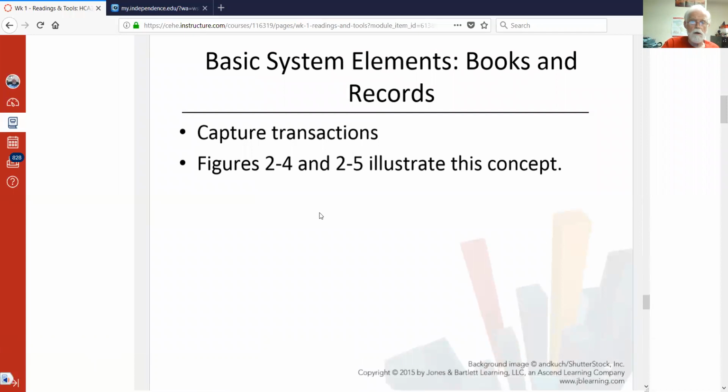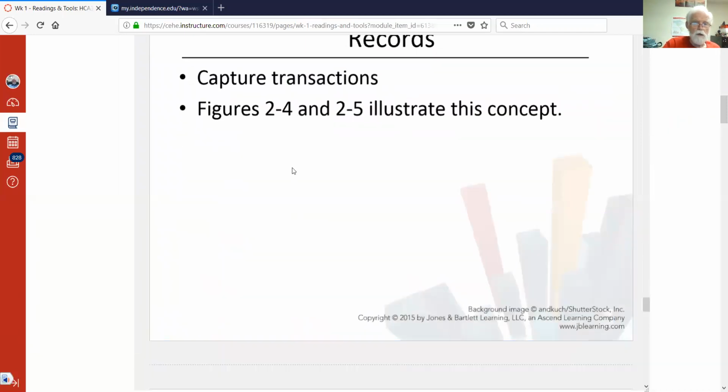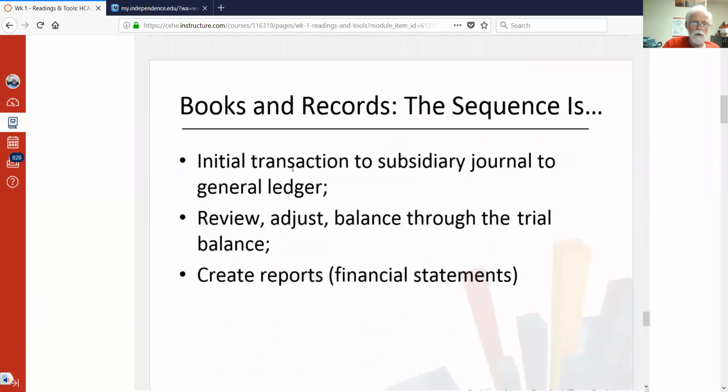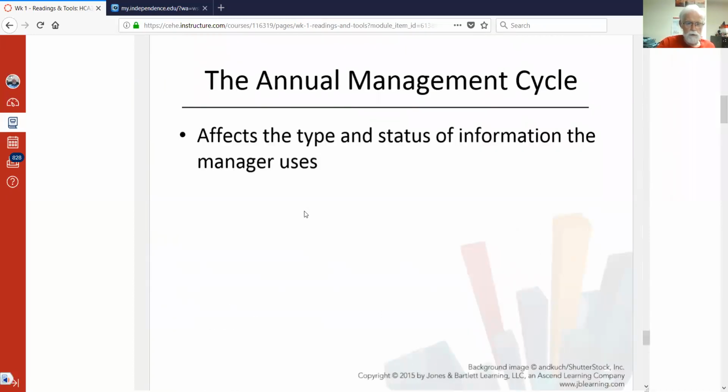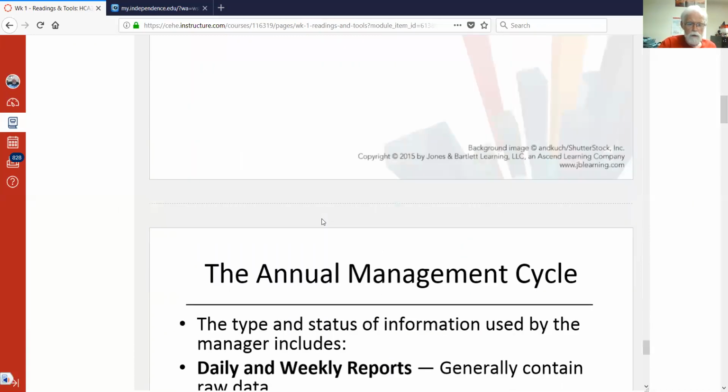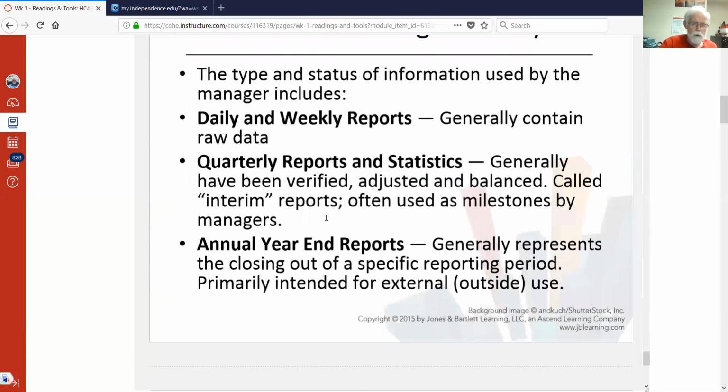So you capture the transactions, then you put things into the subsidiary journal, then to the general ledger, and then you go back through and follow the usual accounting procedures. The annual management cycle depends on the organization.